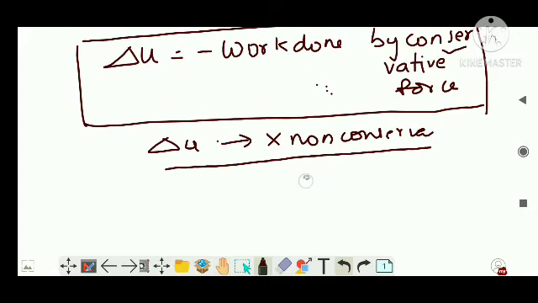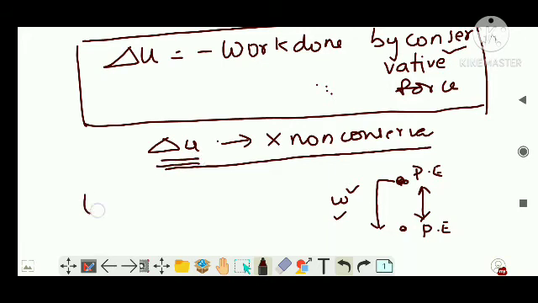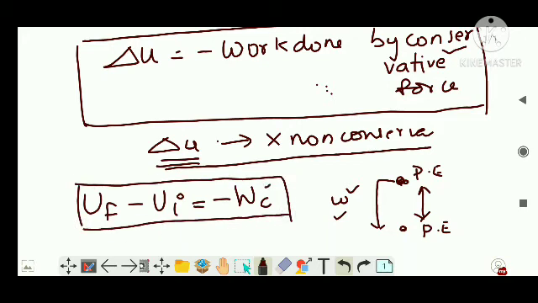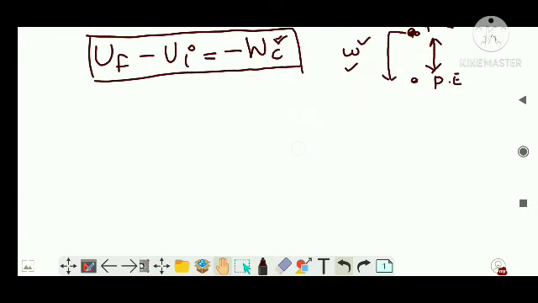Suppose this is the initial position of the ball. You are doing some work and bringing the ball to another position, say like this. That work is done to move the ball from a higher potential energy to a lower potential energy. So this change in potential energy is brought about by W. That's why the change in potential energy, delta U, is the final potential energy minus the initial potential energy, equal to minus WC. Why did I write minus WC? Work done by the conservative force is indicated by WC. Clear? These are all theory, guys.